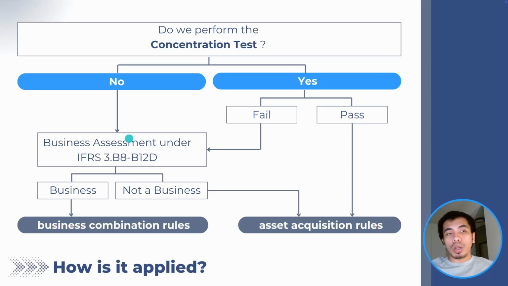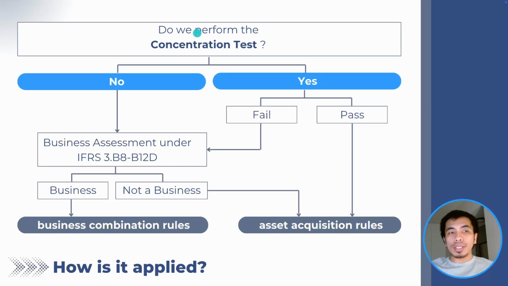So at the end of that business assessment, you will be able to conclude whether the company that you acquired is a business or if it's not a business. If it's a business, you apply the business combination rules. If it's not a business, we apply the asset acquisition rules. It means that it is an exception to IFRS 3.